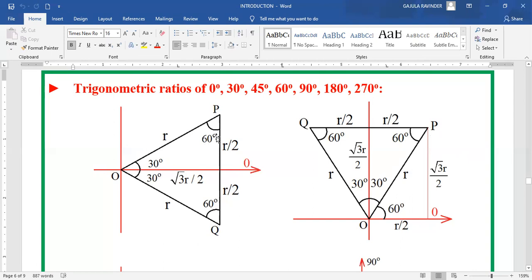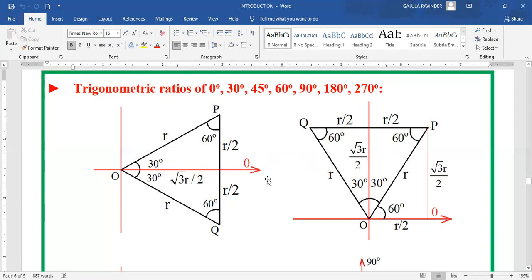Even from here also, tan 60 degrees can be taken as opposite side by adjacent side, root 3 R by 2 by R by 2. Therefore, either from this triangle or from this triangle, you can take all the ratios of 60 degrees. Hence, the trigonometric ratios of 30 and 60 degrees can be defined from this diagram, my dear friends. And all the ratios have been furnished in one tabular form that you can see.